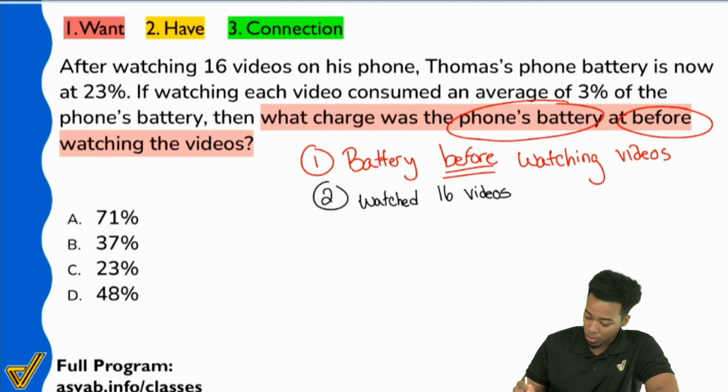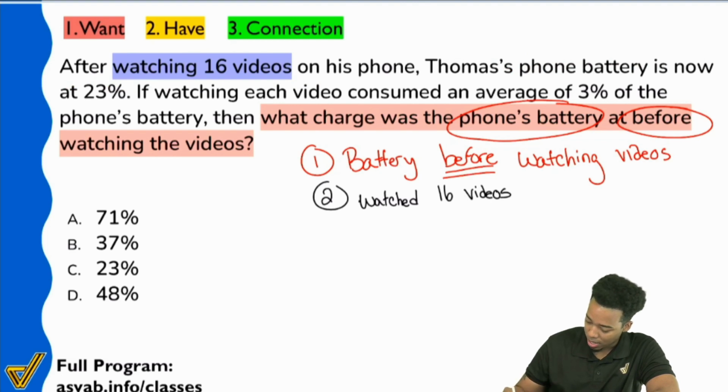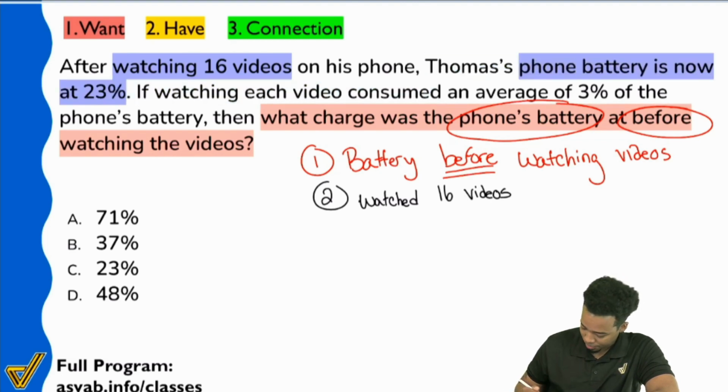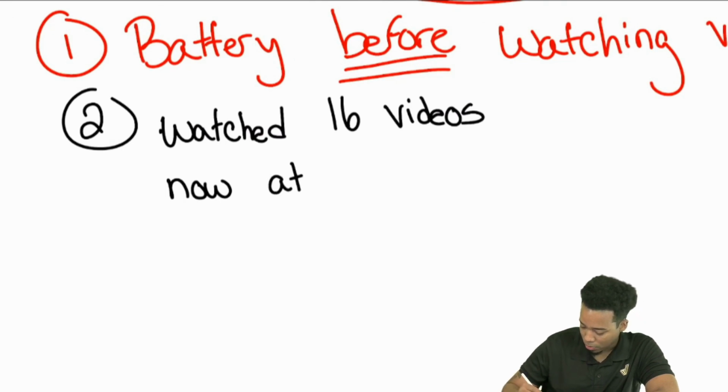Next up, here we go. It says, and let me make sure I highlight this. Boom. So it says, after watching 16 videos, Thomas's phone battery is now at 23%. So let me highlight that as well. Phone battery is now at 23%. So he watched 16 videos. Now at 23% battery life.